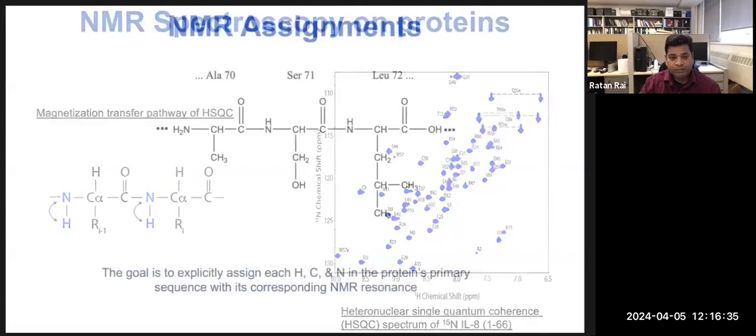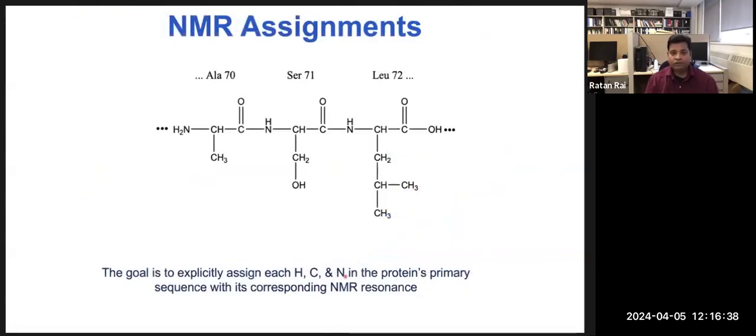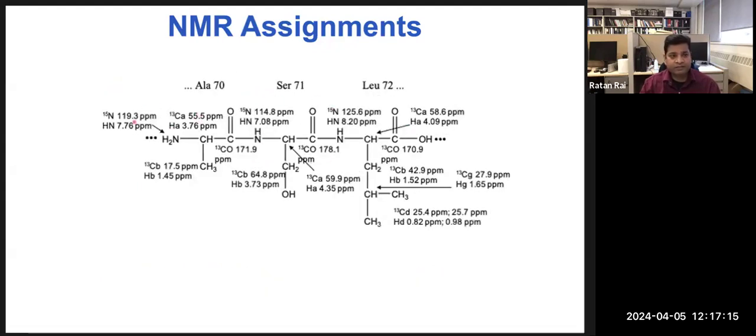So once you have your labeled protein, and if you want to solve the structure of the protein, then the target is to get the assignment. So what does this term assignment mean? It means this is your common backbone of your protein. In this example, it has alanine 17, serine 71, leucine 72. In your protein, it can be different. So our main idea is to, based on different kinds of NMR experiments, whether it's 2D, 3D, or 4D, assign each individual residue. And once the assignment is done, it will look like this.